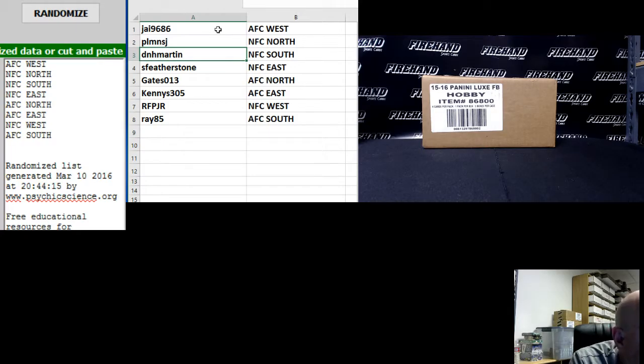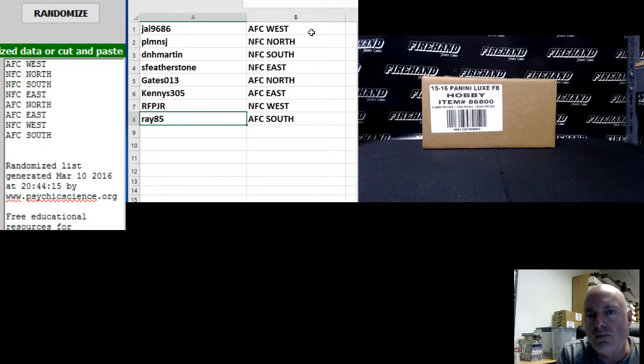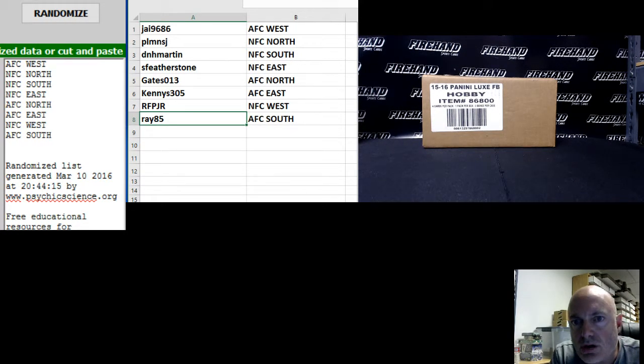Let's see how we matched up. J9686, AFC West. PLM NSJ, NFC North. DNH Martin, NFC South. S. Featherstone, NFC East. Gates 13, AFC North. Kenny S305.